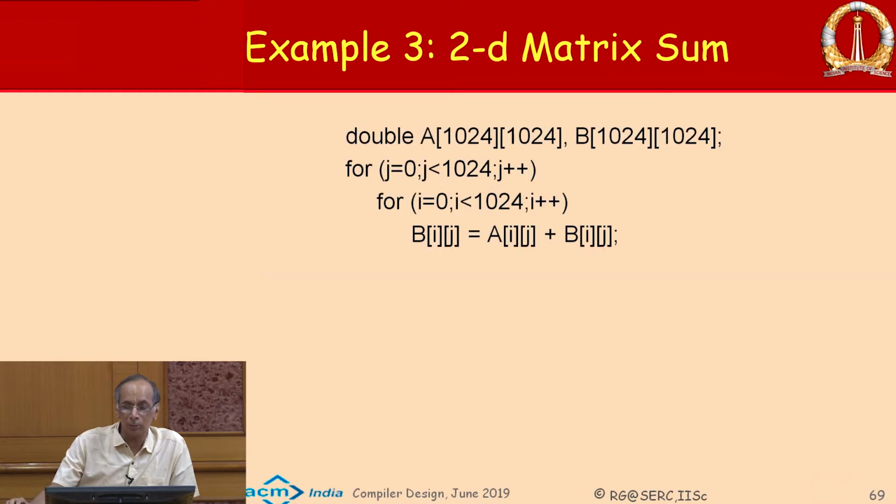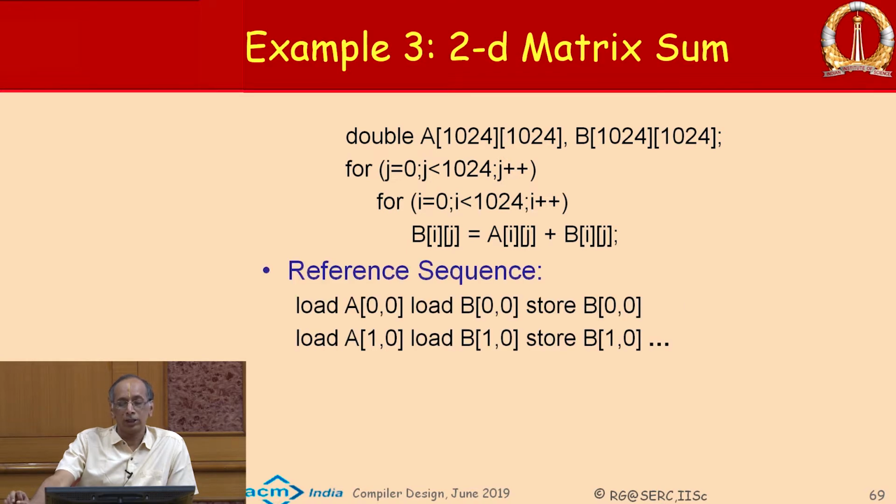Okay, let us talk about the third important thing, which is about dealing with multiple dimensions of the array. Let us now look at this code. I have a nested loop, for j, for i, and then I have some accessors. Now, let us look at the reference sequence.